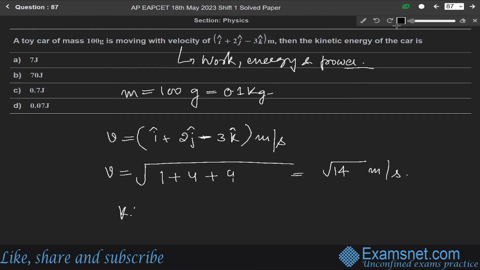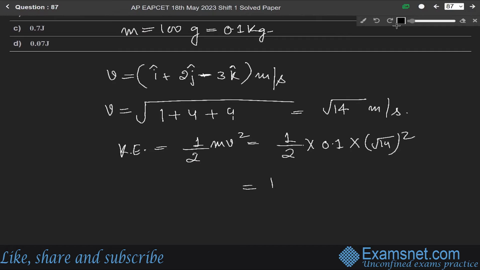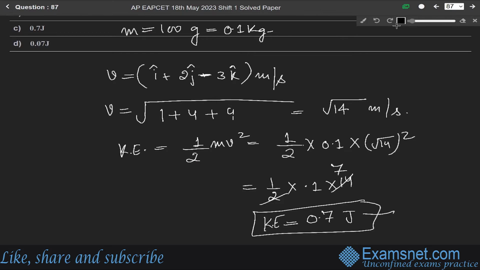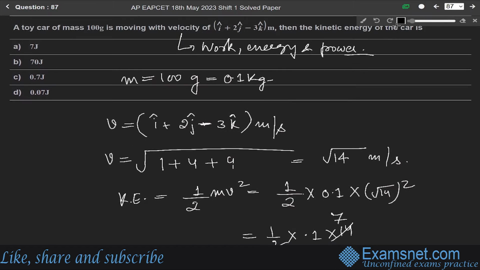We have to find the kinetic energy of the car. The kinetic energy formula is what? Half m v square. So it will be half into mass. Mass is given as 100 gram, which means 0.1 kg, into v square, which means under root of 14 squared. Solving it, we get 1 by 2 into 0.1 into 14. 2 sevens are 14. So the kinetic energy will be 0.7 joule. So 0.7 is our final answer, and the correct option is C, 0.7 joule.